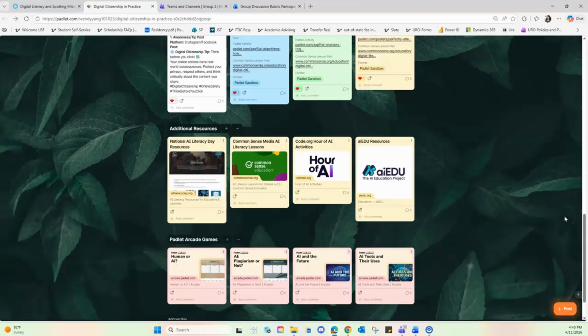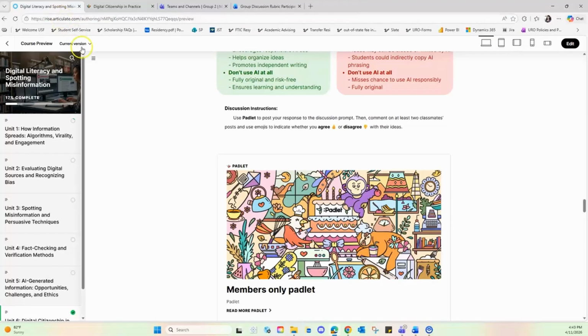Let's go back to our class. This process is supported by transactional distance theory, which says that learner-to-learner interaction helps reduce the sense of distance in online learning by increasing engagement and connection through meaningful dialogue. Drawing on Vygotsky's sociocultural theory and social constructivism, this activity emphasizes that students develop understanding through dialogue, sharing perspectives, and collaborating meaningfully rather than learning in isolation.